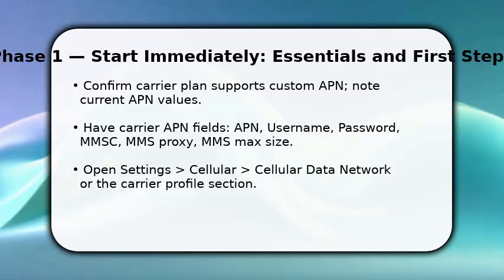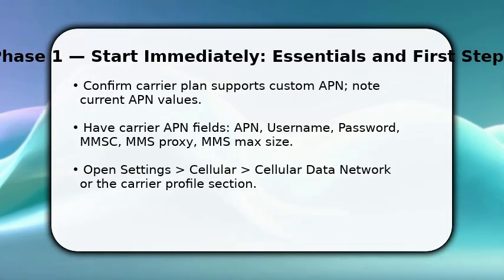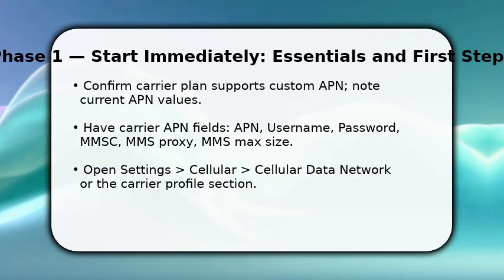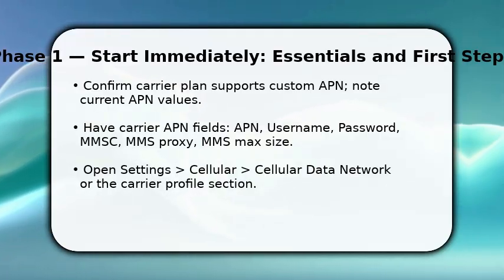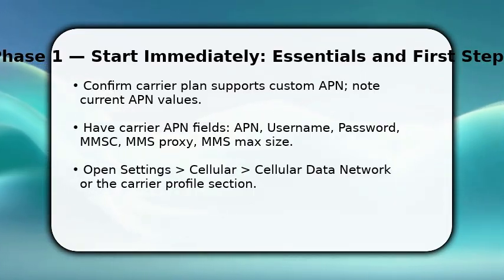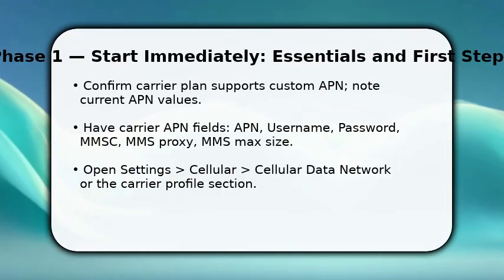Enjoy the video. You're starting now? Unlock your iPhone and confirm your carrier allows custom APN changes because some use locked profiles. Once confirmed, open Settings and tap Cellular, then select Cellular Data Network. You need the exact APN values from your carrier, APN, username, password, MMSC, MMS proxy, so have them ready. Make sure Wi-Fi is off while testing, because APN applies to cellular.